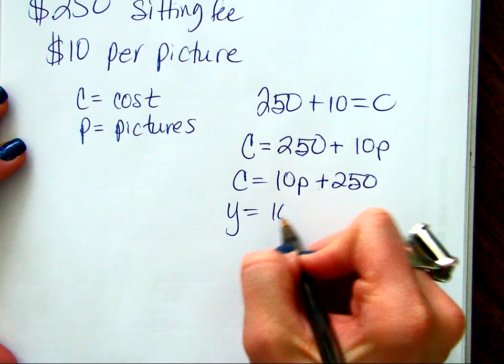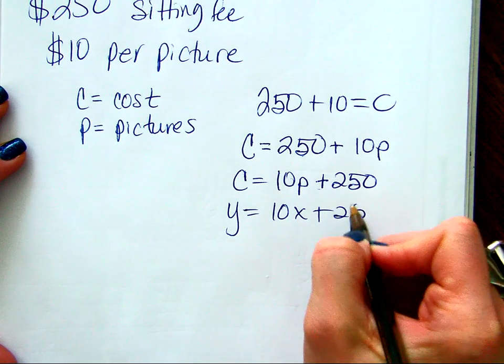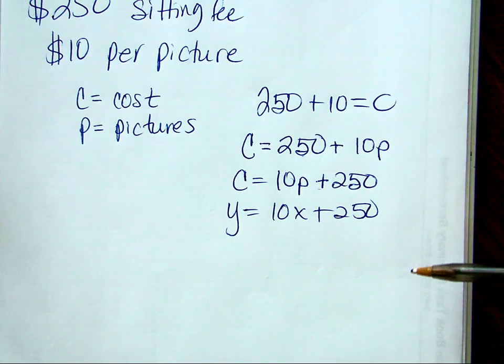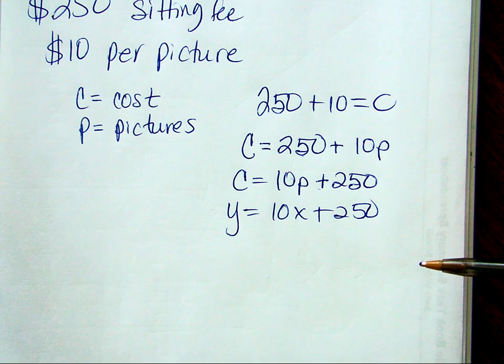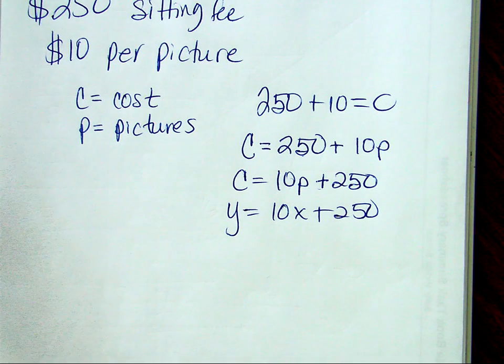Aren't we kind of used to having our startup fee at the end? We're used to seeing our y-intercept at the end. Whatever you're more comfortable with. Guess what? You could even just do y equals 10x plus 250, couldn't you? Look at all the different ways you can do it. You choose the one that is most comfortable for you. Understand? Okay?